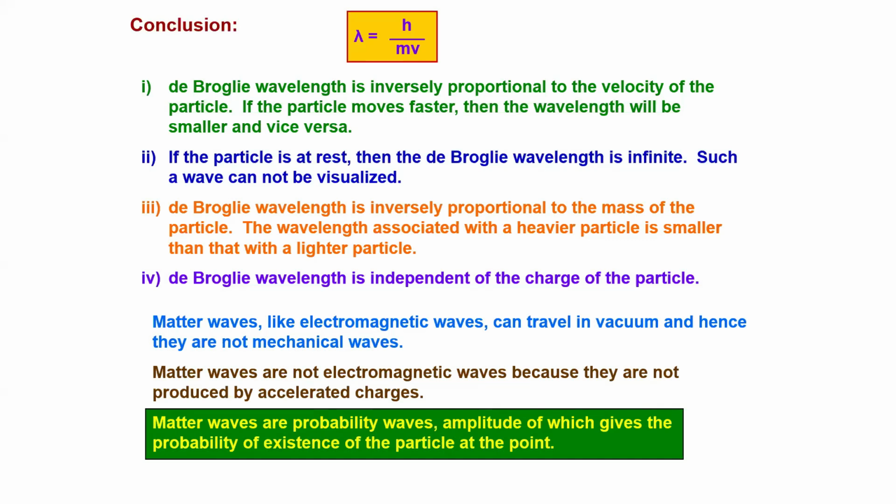In the case of the charge of a particle, de Broglie wavelength is independent of the charge of a particle. Matter waves are not electromagnetic waves because they are not produced by accelerated charges. Matter waves are probability waves, the amplitude of which gives the probability of existence of a particle at that point.